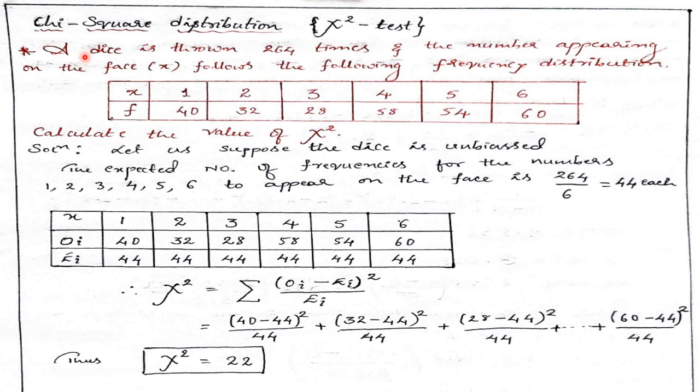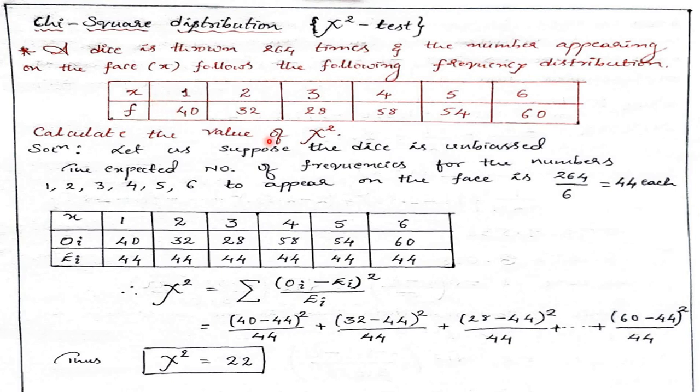Consider a problem. A dice is thrown 264 times and the number appearing on the face, named as x, follows the following frequency distribution. This is the given distribution table. Calculate the value of chi-square. I need to find just the value of chi-square. So this is the given data.